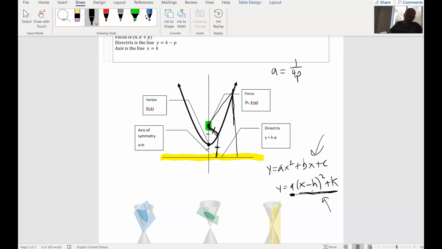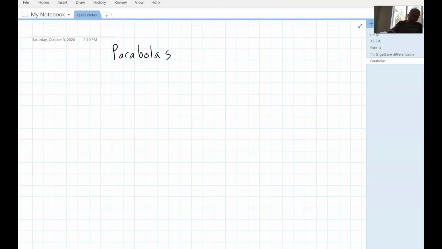We'll hop over here real quick. And so let's say that we know the vertex of the parabola is located at (1, 2), and we know the focus point is located at (1, 3).